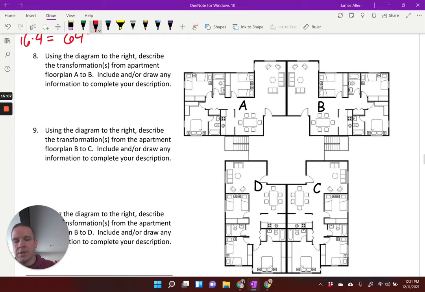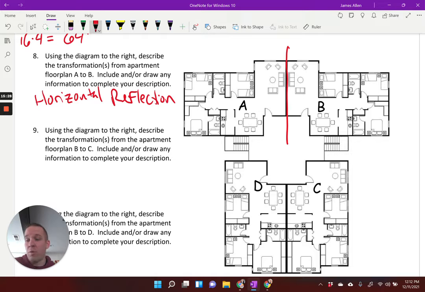Cool. Using the diagram to the right, describe the transformations from apartment A to B in that floor plan. Well, we are reflecting over that red line right there. So that's going to be a horizontal reflection. Or you can say reflect over the y-axis. Since we're not really on a graph here, I'm just going to say horizontal reflection. But reflect over the y-axis would be on a graph.